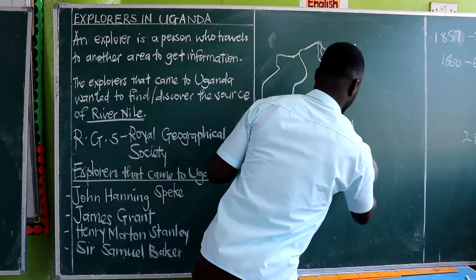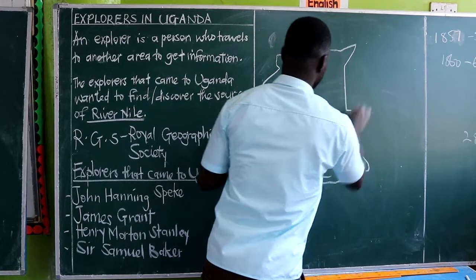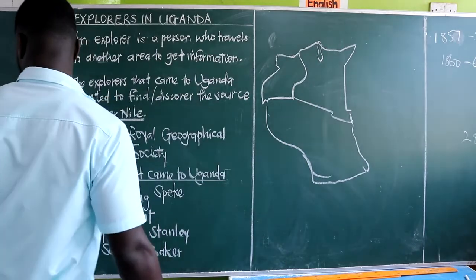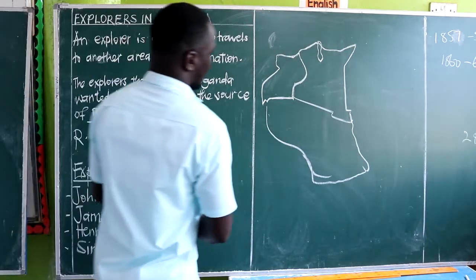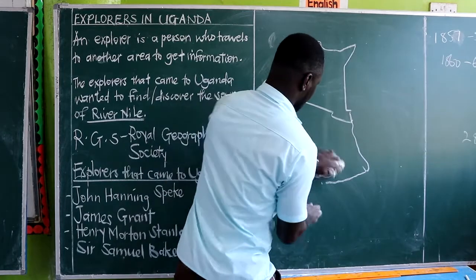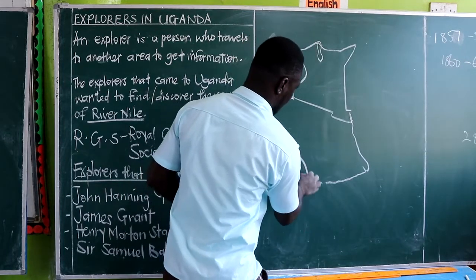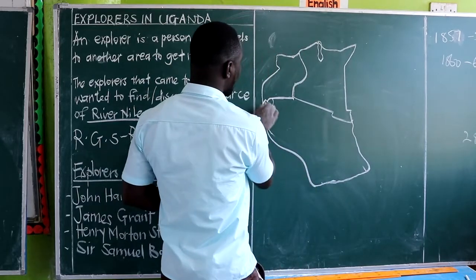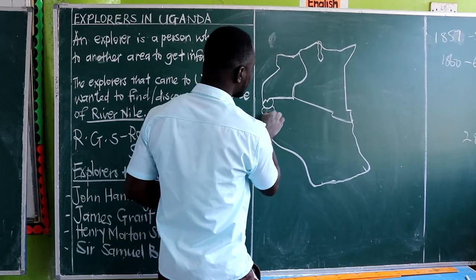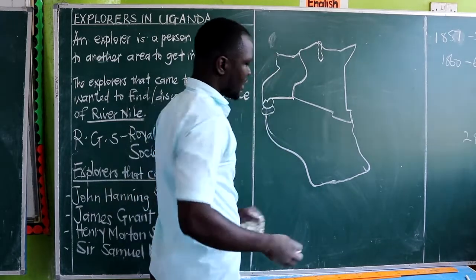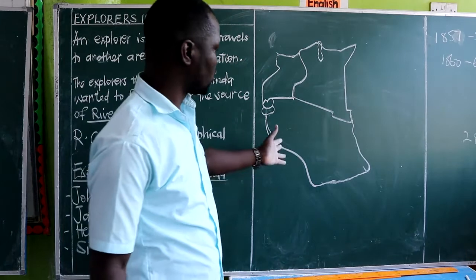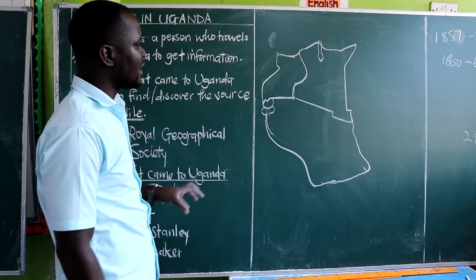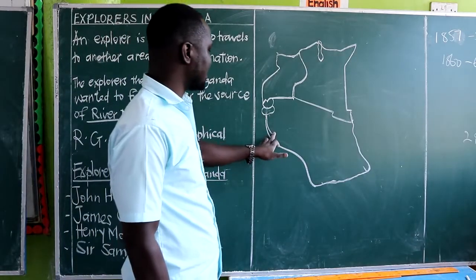So we are going to have our map of East Africa on the board. We have the sketch map of East Africa. In this map, we are going to show the routes that these people used when they were coming to Uganda. For us, we are basically looking at the ones that entered Uganda. However, we shall also understand others that did not enter.